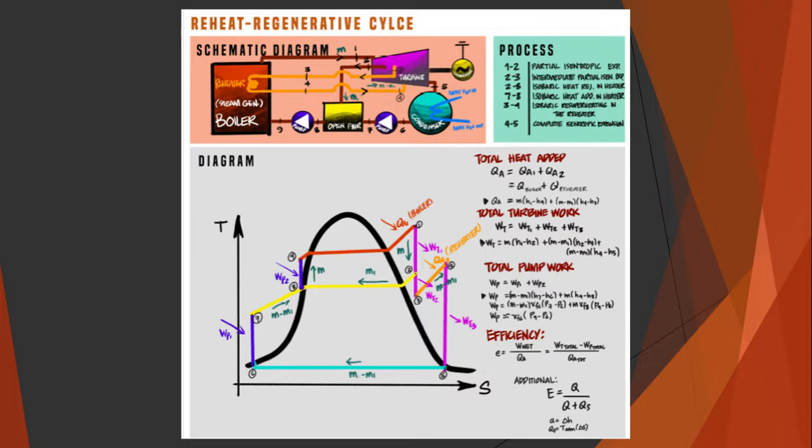To elaborate, regenerative cycle is a cycle in a steam engine using heat that would ordinarily be lost, and it is a process where the heat is extracted between the turbine stages and used to heat water coming from the condenser, increasing the temperature of feed water to the boiler.